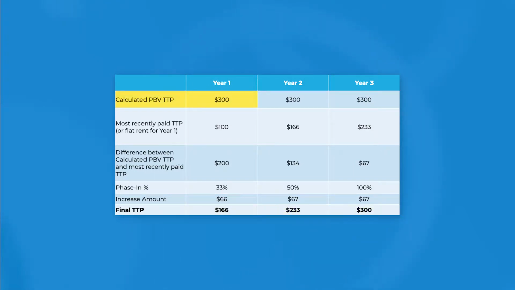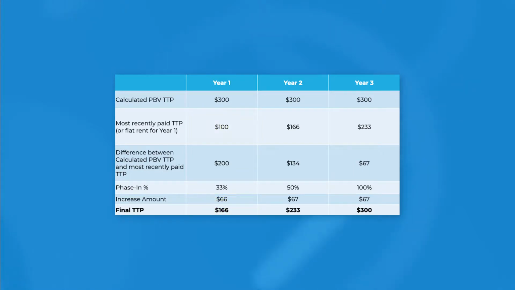Start with the calculated PBV TTP, which is $300, and subtract the most recently paid TTP or flat rent. For example, in year 1, this is $100, so the difference is $200. Then, apply the phase-in percentage for that year to the difference. So 33% of $200 is $66. So the household will pay the $100 plus the phase-in amount of $66. This is a total of $166 in year 1.